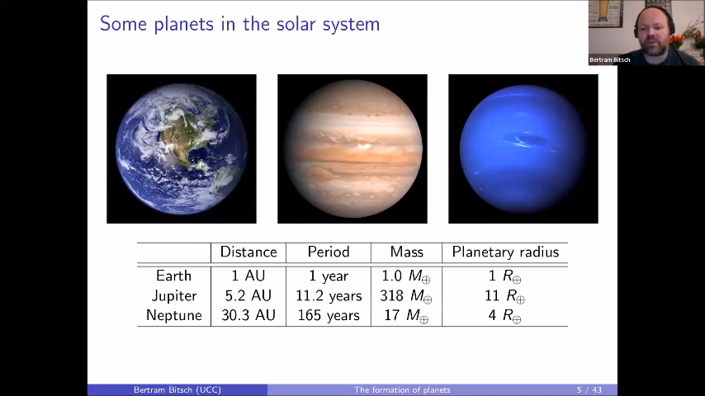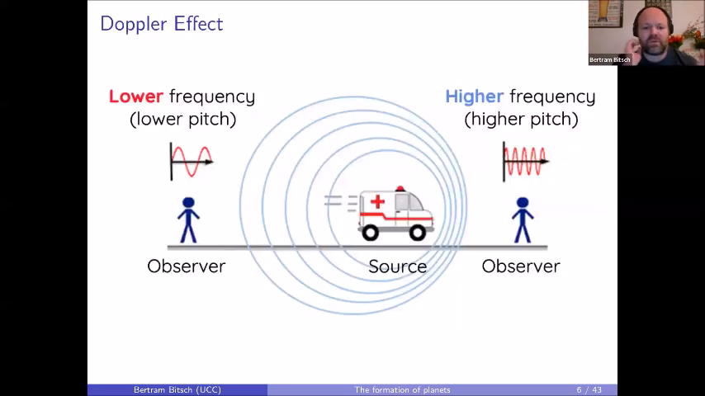So these planets are supposed to contain a lot of ice, but they are also covered in a small atmosphere of hydrogen and helium. Now, I want to introduce some techniques for how we can find planets around other stars. One technique is the so-called Doppler technique.